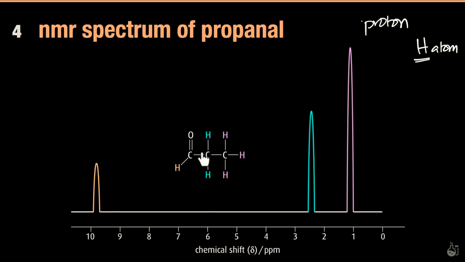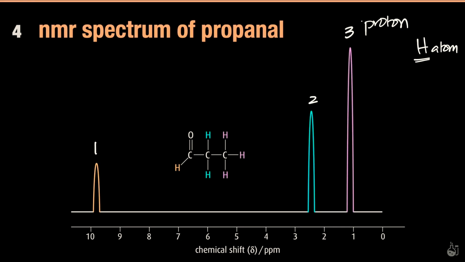इसमें एक है, इसमें दो हैं, इसमें तीन है. So the areas are ratio 1:2:3. Cambridge is so nice and most times writes the actual number of hydrogens for that peak on the top of the graph. So like you'll see things like this, 1, 2, and 3 also.